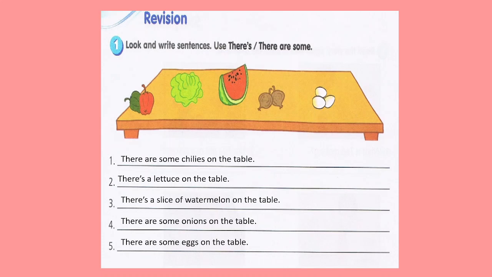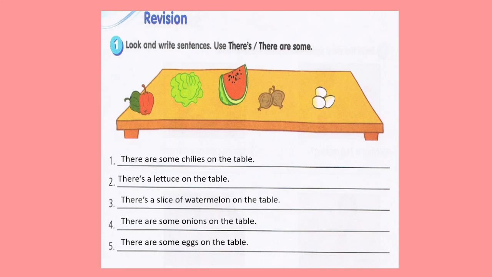Okay, let's discuss the answers. The first one, there are some chilies on the table. So, as you can see, these are chilies, or more specifically, it's called jalapenos. It's more like a Mexican thing. But if you go to the grocery store, just ask for chilies. There are different varieties of chilies, but this one is very specific, so you can't miss this.